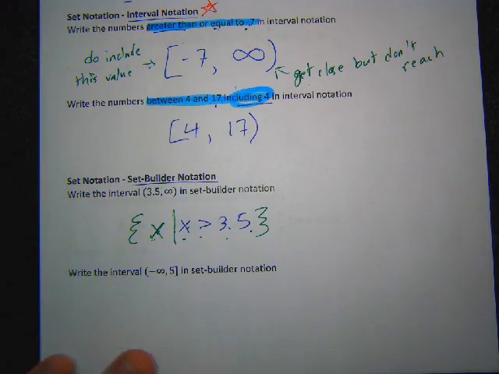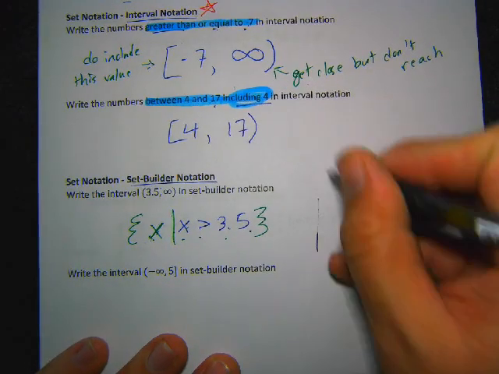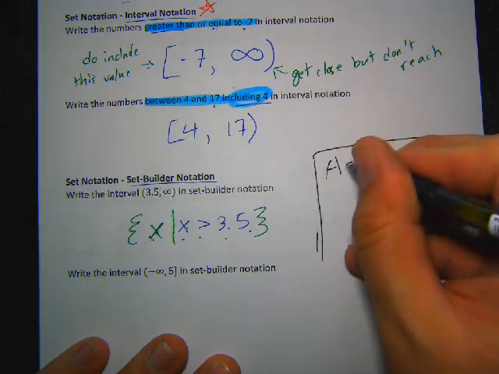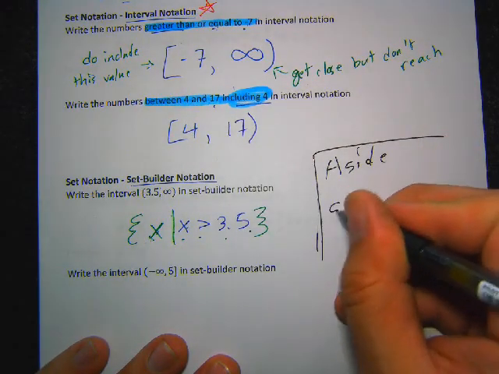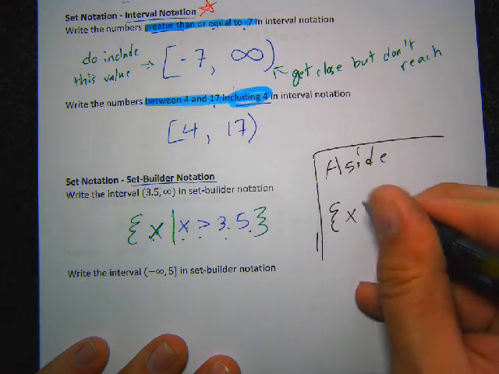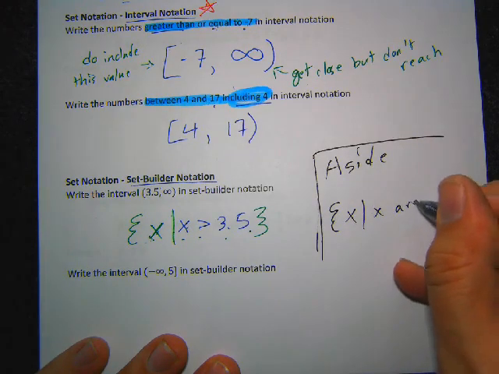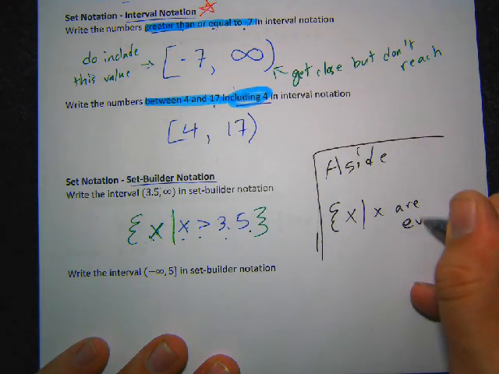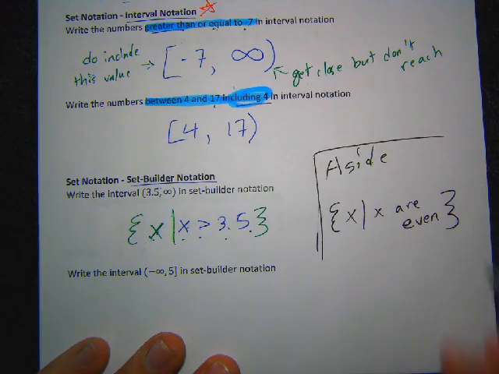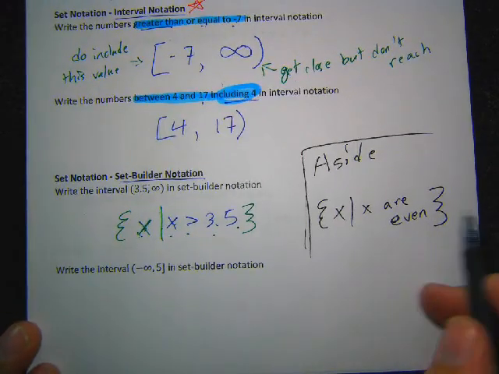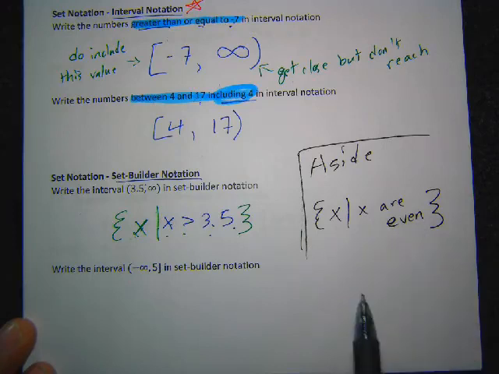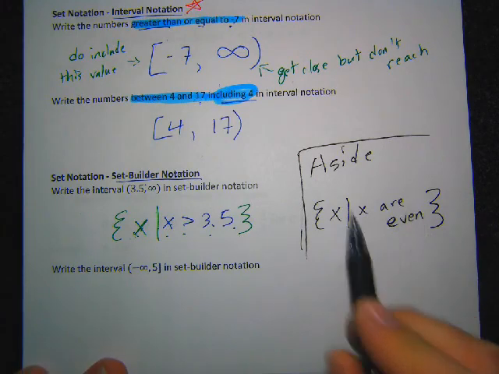It could be any kind of rule. Like you could make one, just a little aside, let's make one aside. You could have one where you say the set is my numbers such that my numbers are even. And that's the set of numbers, right? This is all the numbers that are even. That's a set of numbers. So 2, 4, 6, 8, those are all even. They would fit in this set.